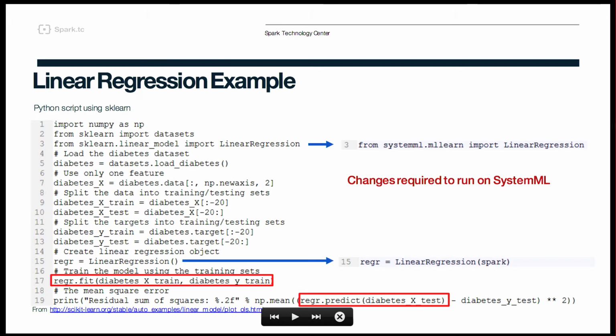So here's a quick code example of how this works. On the left-hand side of the screen, we have code that we've copied and pasted from a NumPy example, the scikit-learn, NumPy-based example on the scikit-learn website. You don't need to read all those lines of code. The key thing to note here is you change these 2 lines on the right. And now this example is using SystemML to do linear regression.